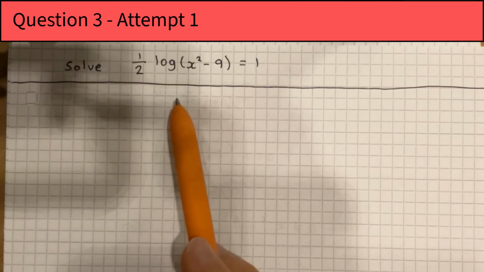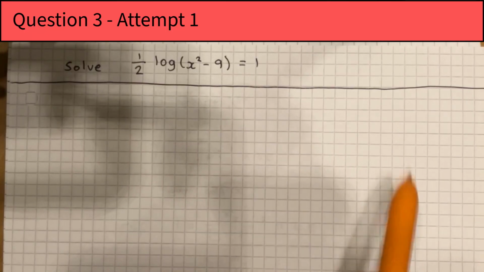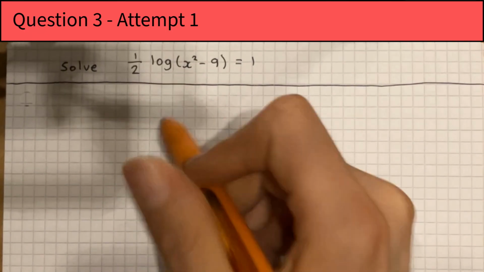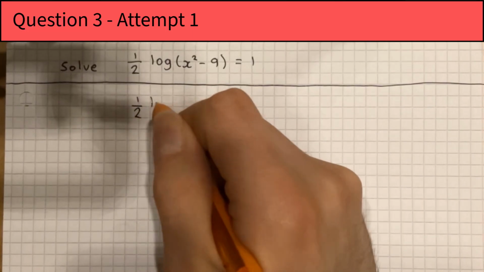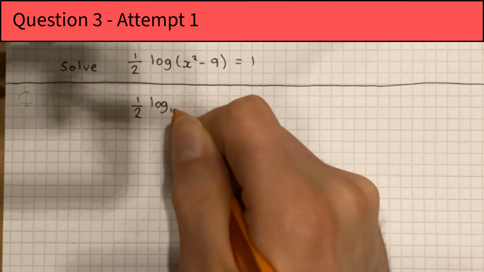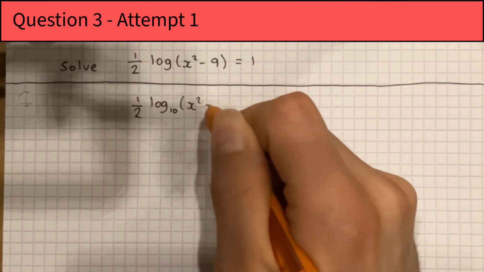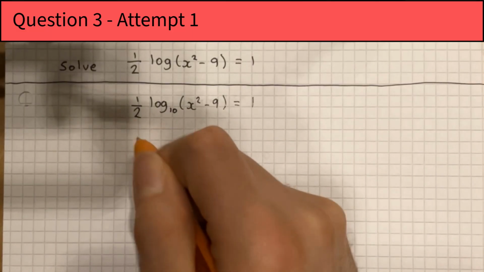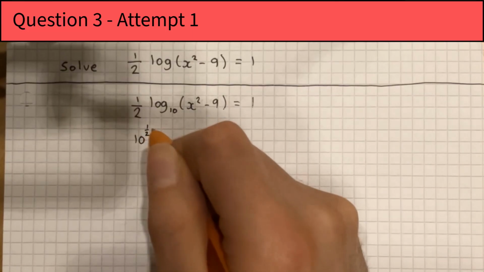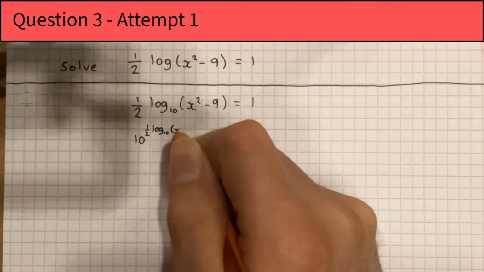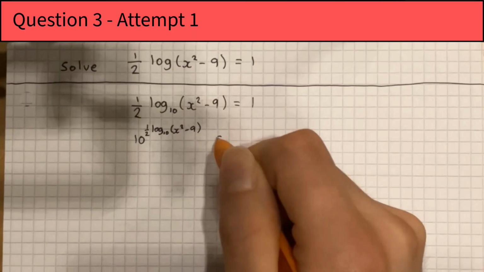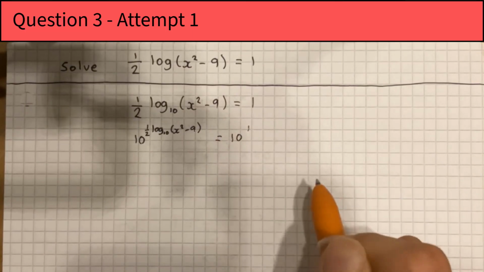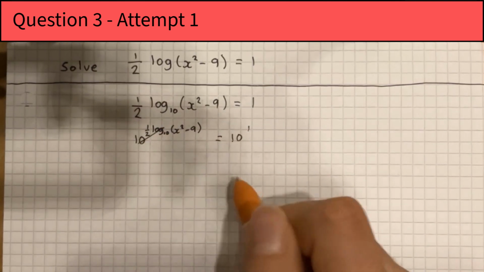Okay, log question now. So when I see log, oh, it's got no base. So I know that means base 10, really. So I'm going to write base 10 to make it easier. I know to get rid of a log, I'm going to do everything 10 to the power of the left-hand side and 10 to the power of the right-hand side. I'm pretty good with my laws of log, so I know that the 10 and the log 10 are going to cancel out.